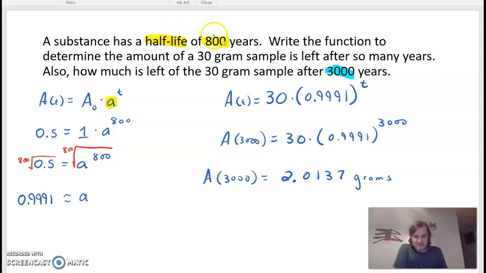Alright, so after 800 years it would have been 15. After another 800 years it would have been like 7.5. But we're going 3,000 years.